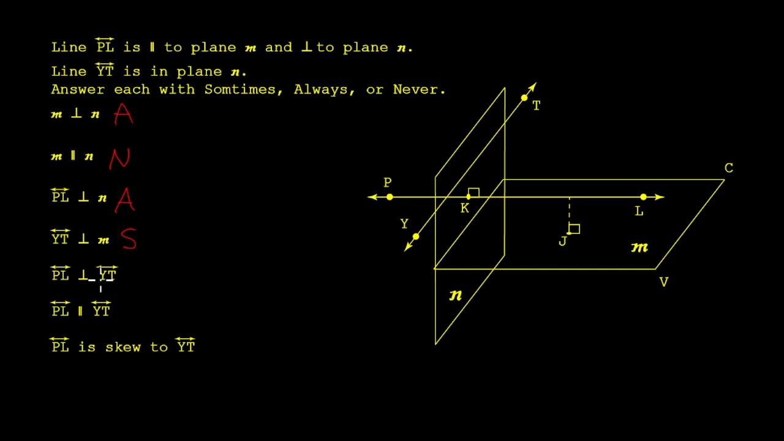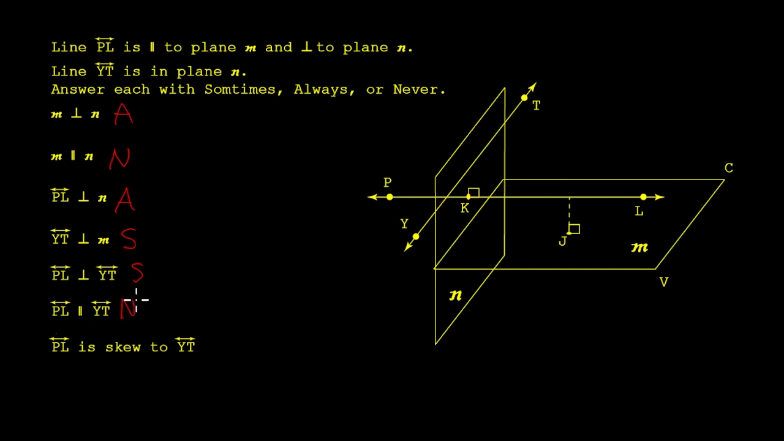Next, line PL is perpendicular to line YT. That is going to be sometimes. The reason for that is that, remember, if a line, say PL, is perpendicular to a plane, here N, then it is perpendicular to any line in that plane passing through its foot. Now, as YT is shown right here, it would not be perpendicular because it does not pass through K, which is the foot. However, let's say the orientation was here. So line YT. This line YT in plane N does pass through K, so it would be perpendicular to line PL.